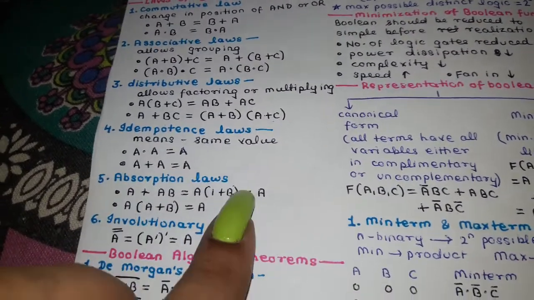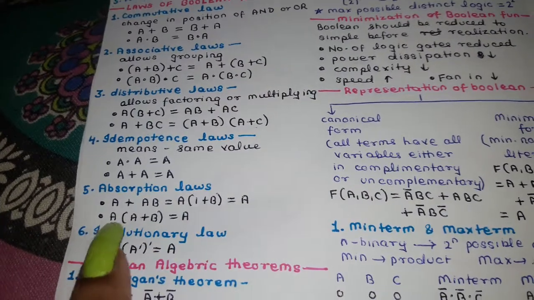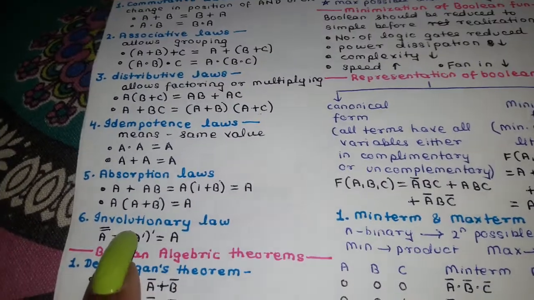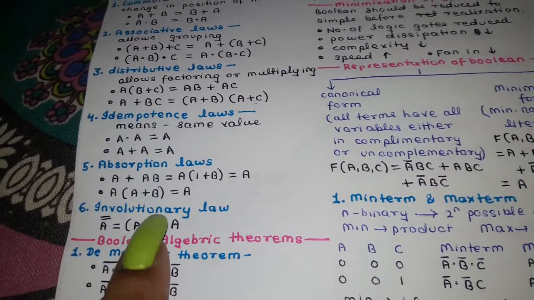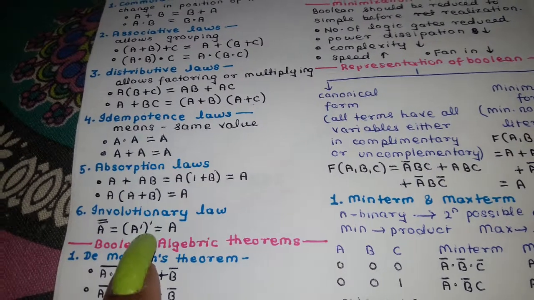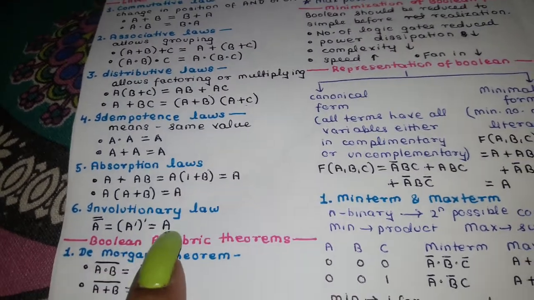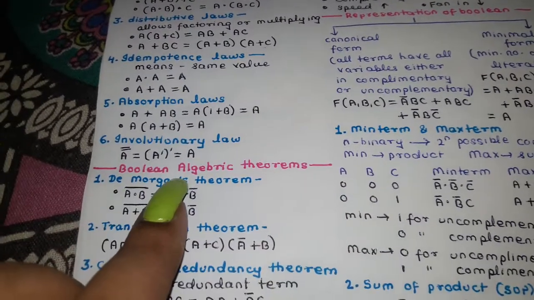Then we have the absorption law. A plus B is given by this and this. Then we have the involutionary law. This is A double bar equals A dash dash equals A. What we are doing here is performing the NOT operation twice, so you get your original equation or variable.